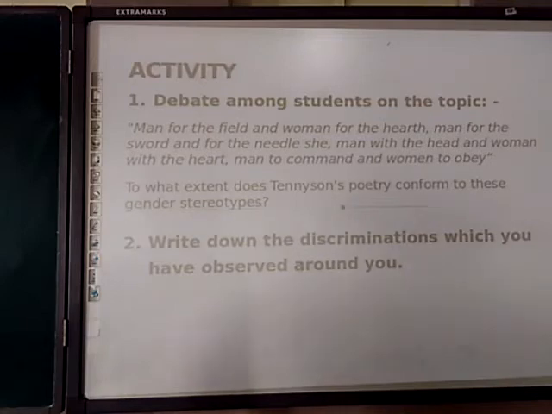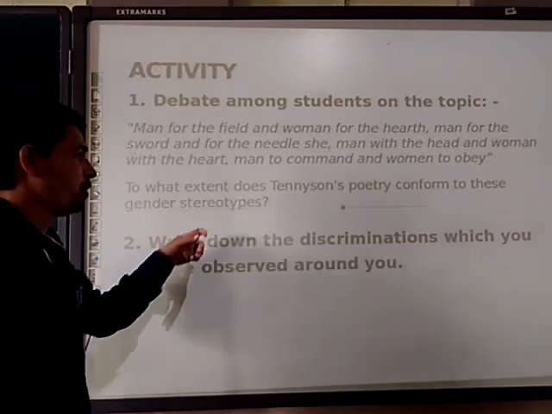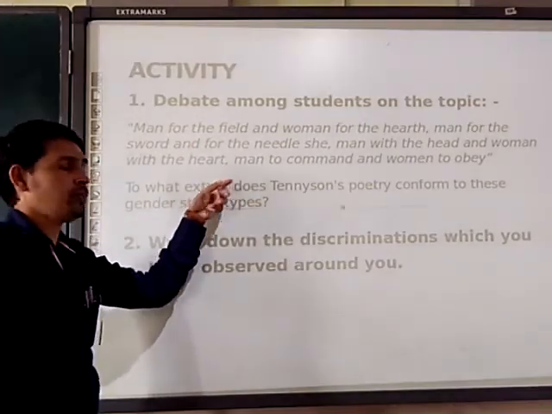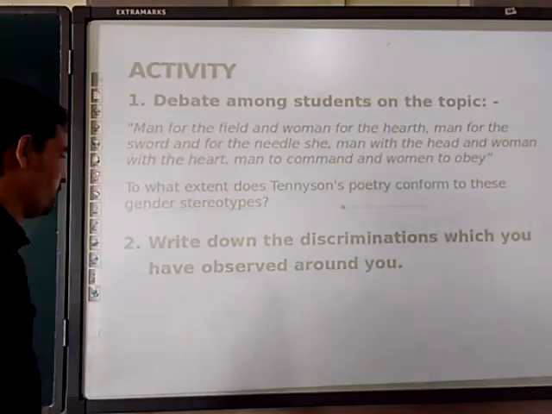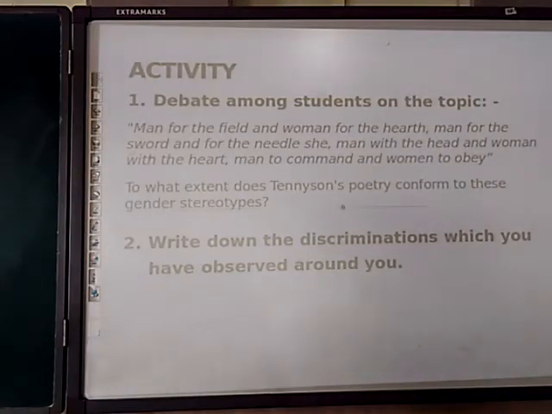To what extent does Tennyson's poem conform to these gender stereotypes? We are going to have the debate on this when you come to the school. Please keep ready for the debate. The discrimination or the stereotype behavior related to men and women.